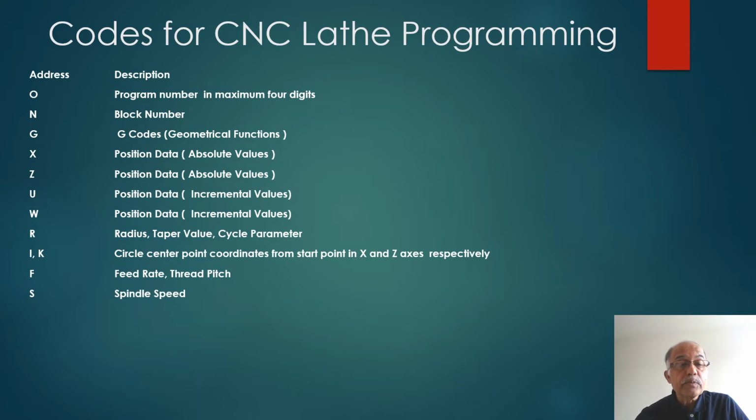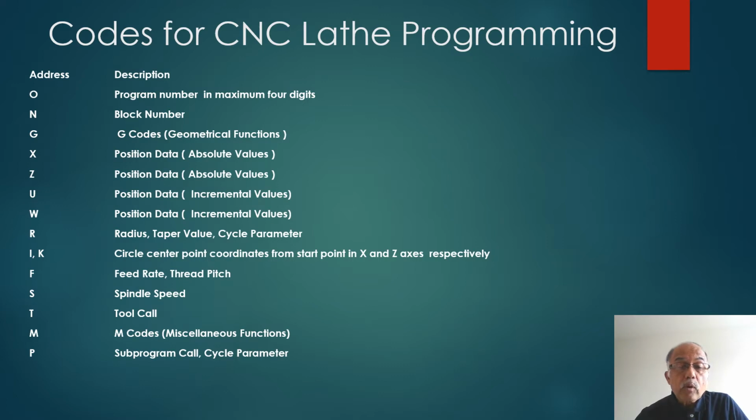S is the spindle speed. When I say S 1500, then the spindle will rotate at 1500 rpm. T is for tool call. When I say T0505, it means number 5 tool with offset number 5 is called. Next is M codes. M codes are miscellaneous codes. These are the machine related functions such as coolant on, coolant off, spindle motor clockwise or spindle motor rotating anticlockwise, etc. These G and M codes we are discussing separately in the next part of the video.